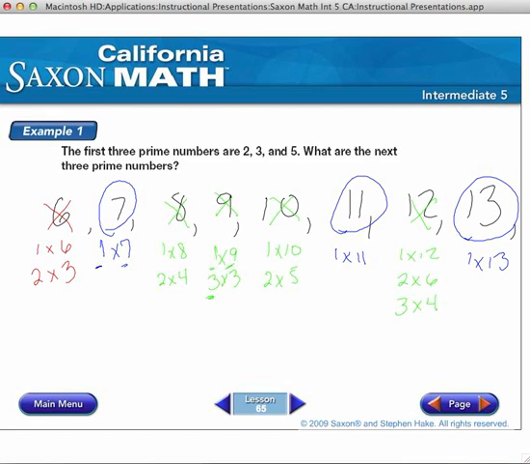So if you're looking at a number and you're not sure, you need to ask yourself, does it have at least one other factor? Notice 3, 5, 7, 11, 13, they're all odd numbers. Except for 2, primes will be odd. Any even number has a factor of 2, so it will not be a prime number. Okay, let's look at example 2.